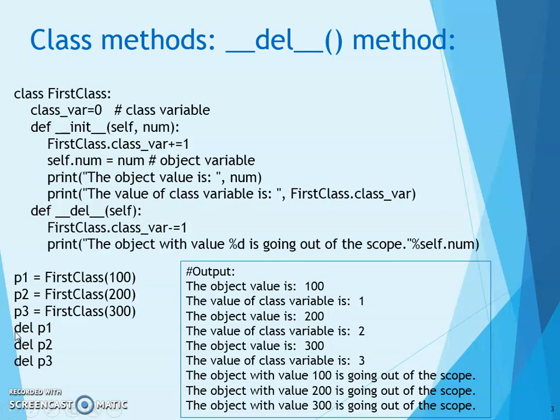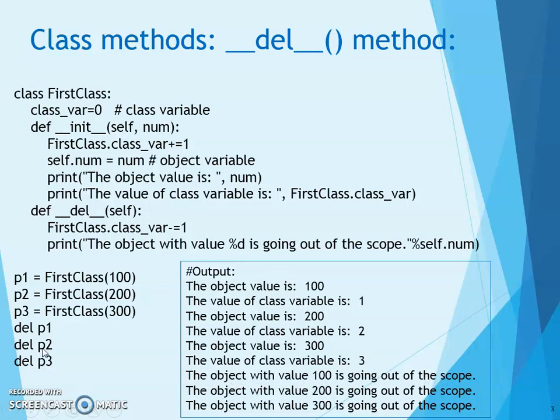So the p1 object we want to delete now. So what is written here? We have written that the class variable we are decrementing by 1. Previously it was 3, so now we are decrementing it by 1, and it will become 2 now. And here we are printing the object value of %d is going out of scope, and the value that we want to print is num. So as we are deleting p1, for p1 the value of num is 100, so it will print the object value 100 is going out of scope.